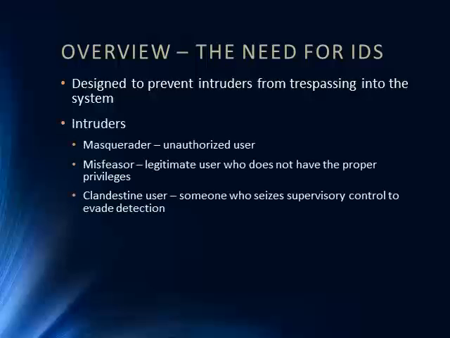Now you have different types of intruders. The book lists the following three. The first is a masquerader. That is someone who is an unauthorized user. Another one is a misuser. This person is a legitimate user. However, this person does not have the proper privileges. So this could be a regular user who's trying to become an admin or take on admin responsibilities and privileges. And the last one is a clandestine user. This is someone who could be a legitimate user or an unauthorized user, but they are someone who seizes supervisory control to evade detection.